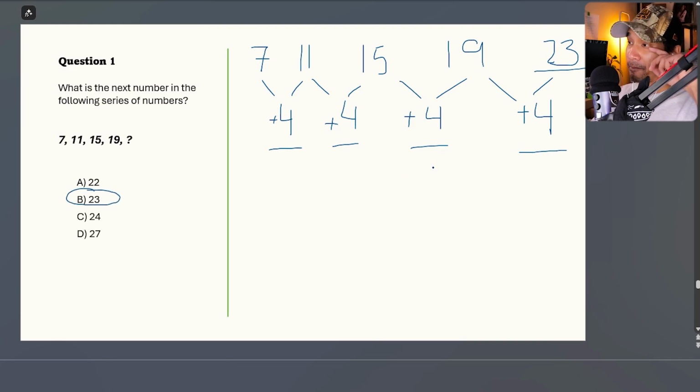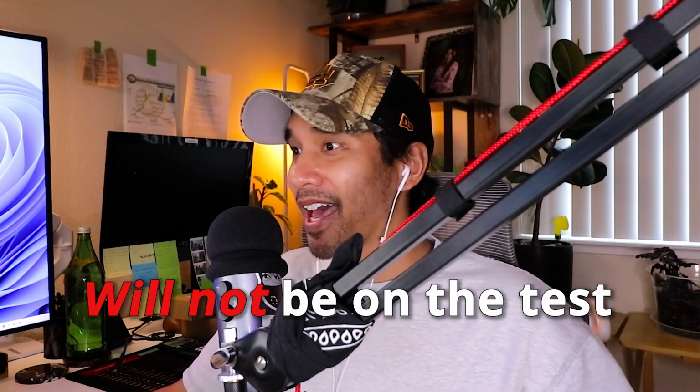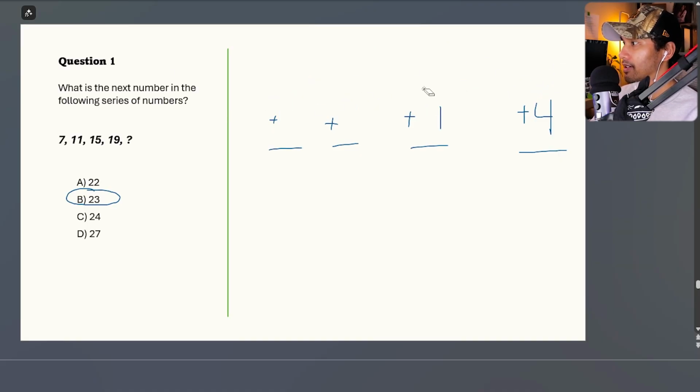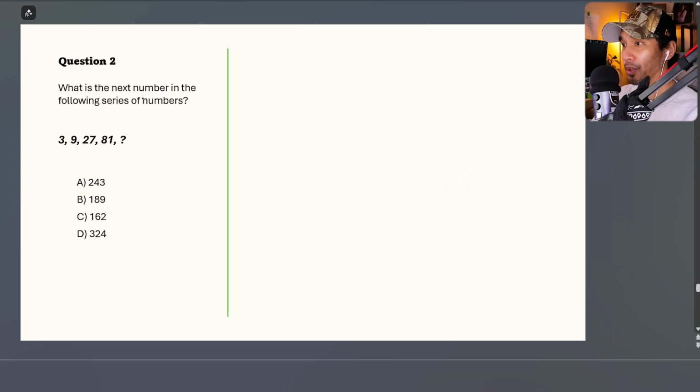That one was an easy one. That most likely will not be on the test. It could be though, but I do believe they've increased the difficulty on the aptitude test. So this is just to get you guys confident. Anyway, it's 23. Question 2.